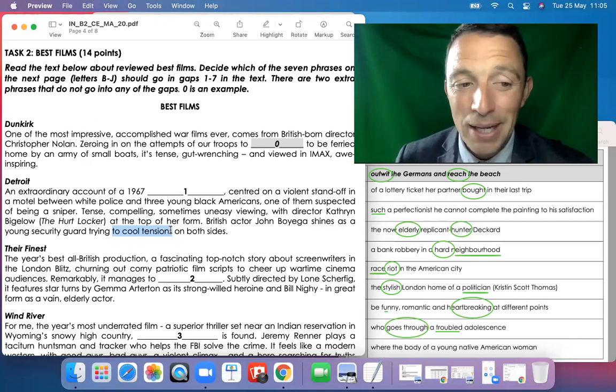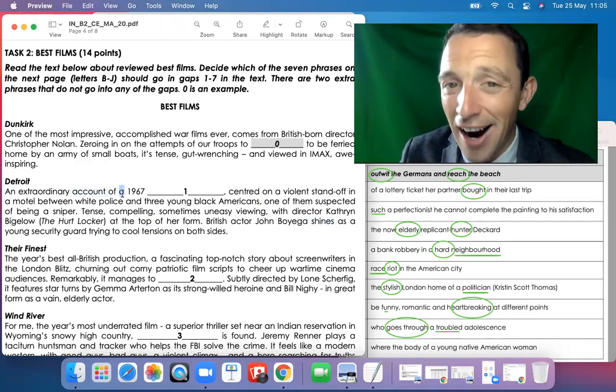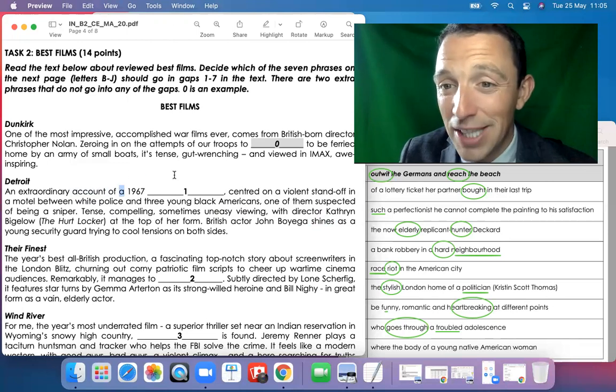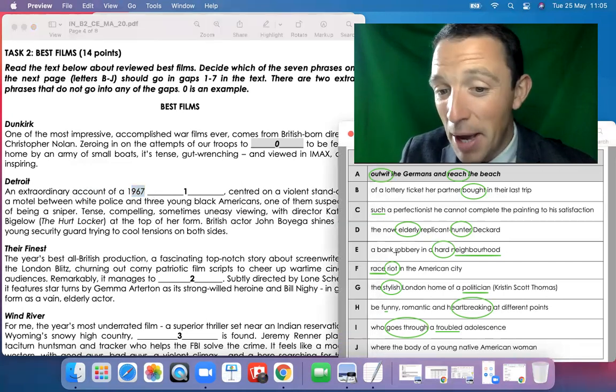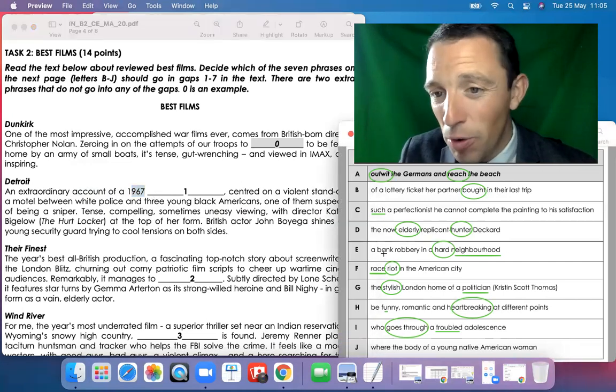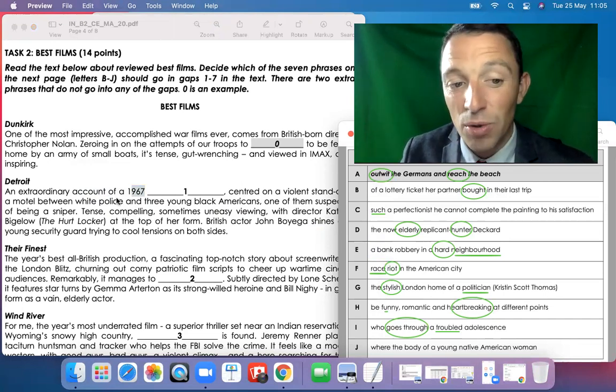So number one is a bit difficult, an extraordinary account, an extraordinary story of a. So because we have the article, probably we need the substantivo or the noun, okay? Because 1967 probably is the adjective. So we need some sort of noun. And in relation to the context, maybe a bank robbery. No, it's not possible because A, we have already here, so it's not a repetition.